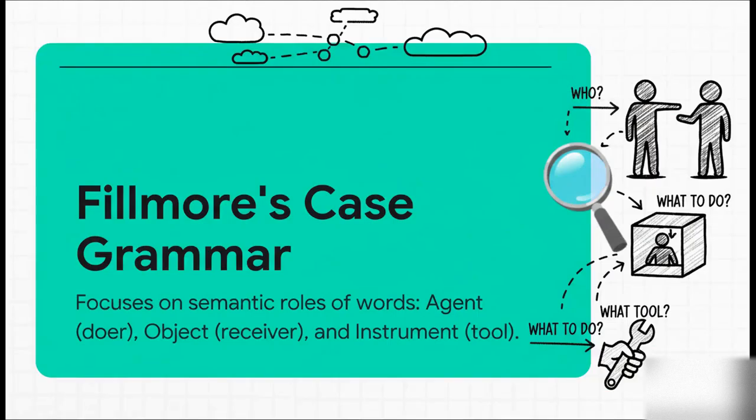And this is where thinkers like Charles Fillmore came in, with ideas like case grammar. The whole idea was to stop just labeling parts of speech and start asking the important questions. Who did the thing? What did they do it to? And what tool did they use to do it?